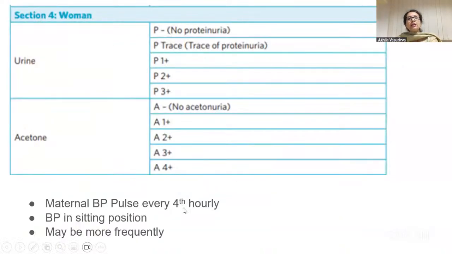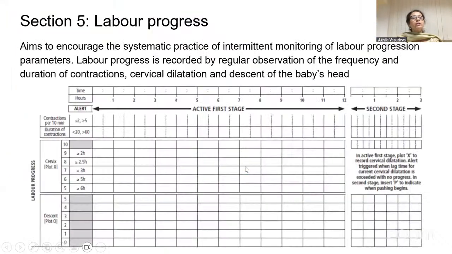So as you can see here, from 2 plus protein onwards, it is alert, and from 2 plus acetone onwards, it is alert. However, as you and I know very well, we are not in an era where we push women into this type of acetonuria, isn't it? So what is mentioned in the LCG is BP and pulse every fourth hour, but maybe a little more frequent monitoring is required. And remember, BP should be checked in sitting position. So all these are important issues.